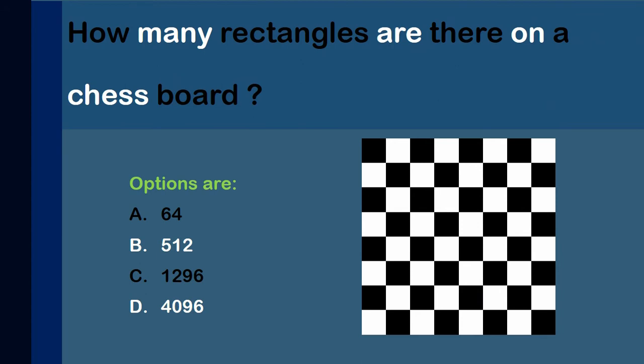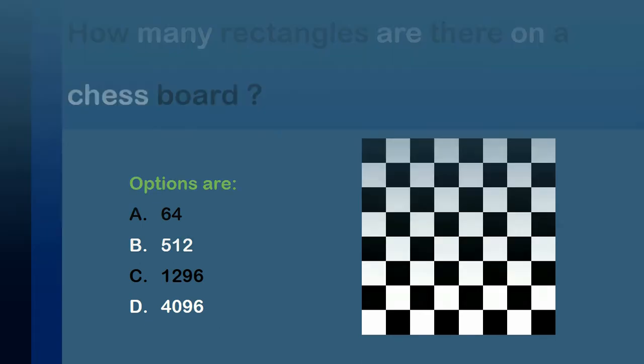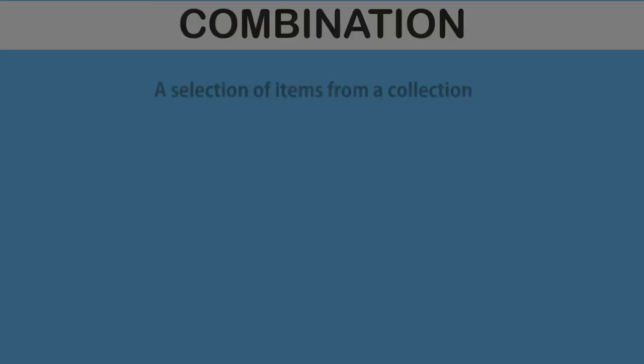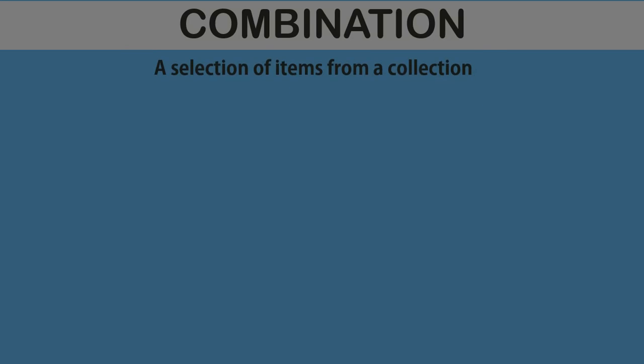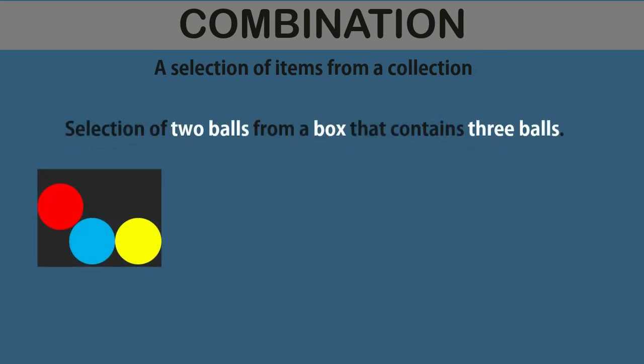Before solving those problems, let's understand what a combination is. Combination is simply a selection of items from a collection. Let me give you an example. We want to select two balls of any color from a box that contains three balls of different colors, as you can see. The combination of balls that we can have is either a red and a blue ball, or a red and a yellow ball, or a blue and a yellow ball.